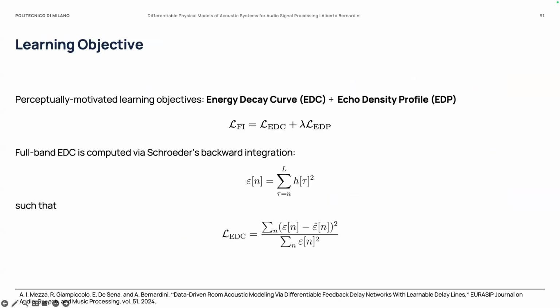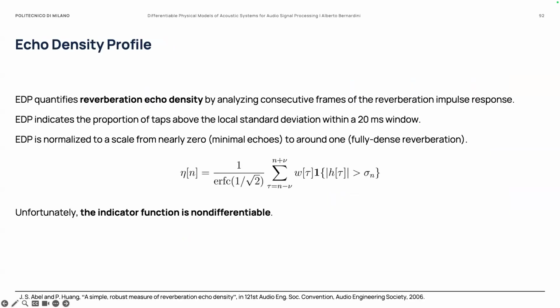Okay, so how to define the loss function? This is the most interesting part. You can define the loss function based on the energy decay curve and the echo density profile, for example. The energy decay curve is defined in this way as a backward integration, and shows you how much the energy is attenuated over time. And also the echo density profile is based on a measure of the local density of the impulse response. And this metric is characterized by an indicator function, which interestingly is not differentiable.